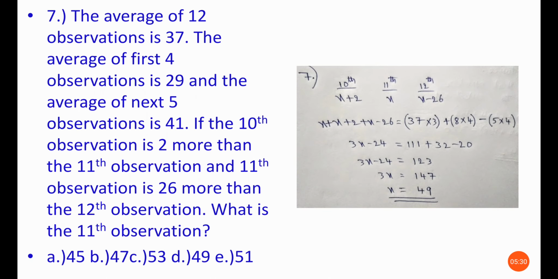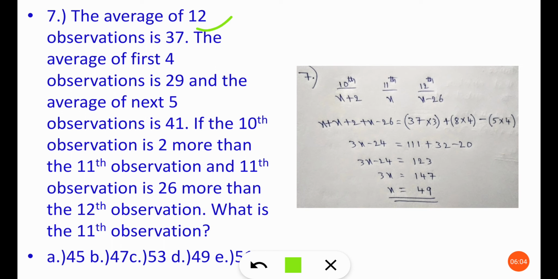Moving to the 7th question. The average of 12 observations is 37. The average of first 4 observations is 29, and the average of next 5 observations is 41. If the 10th observation is 2 more than 11th observation, and 11th observation is 26 more than the 12th observation, what is the 11th observation? They have asked to identify the 11th observation. Here the average of 12 observations is given as 37. That means each and every observation must be 37 according to the concept of equality.